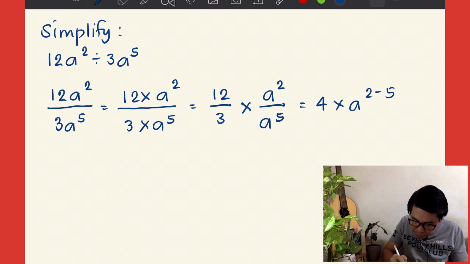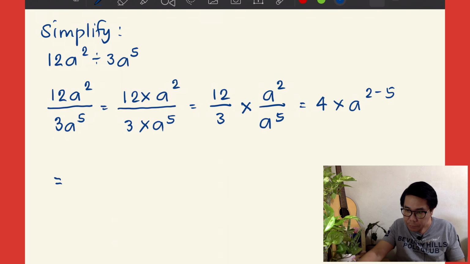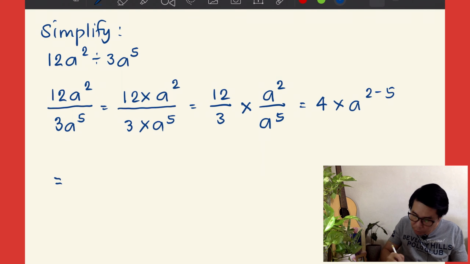Then let's continue here. It equals 4a raised to the power of negative 3.